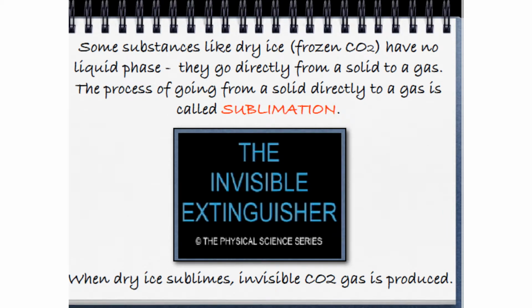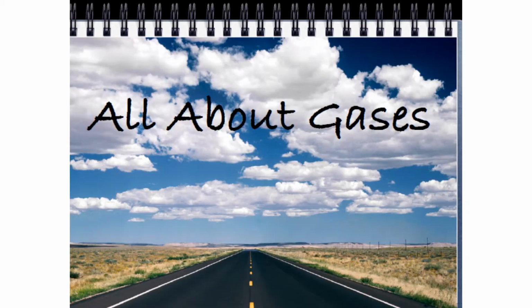Some substances like dry ice, which is frozen CO2, have no liquid phase. They go directly from a solid to a gas. The process of going directly from a solid to gas is called sublimation. When dry ice sublimes, invisible CO2 gas is produced.